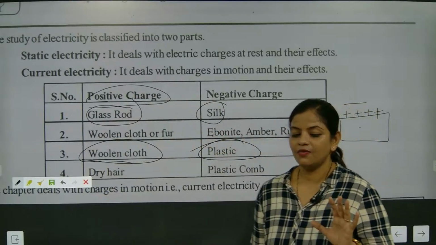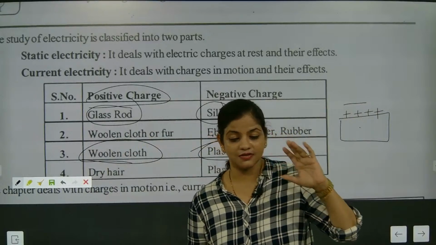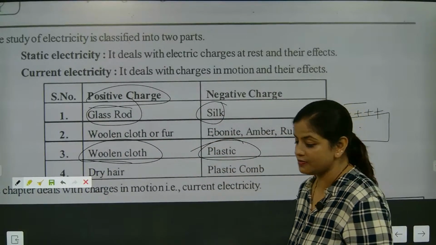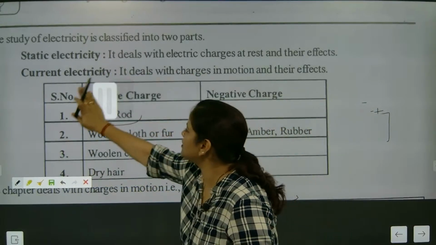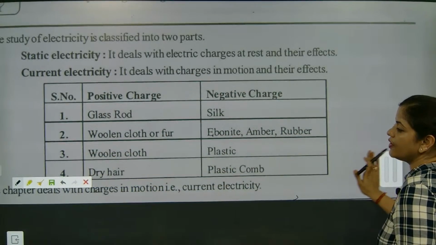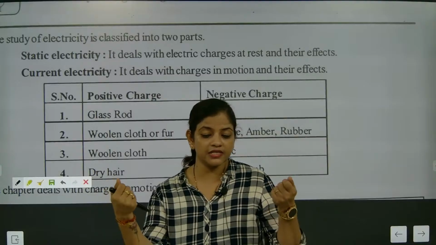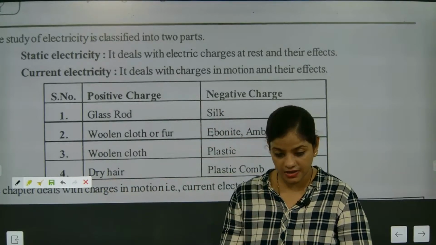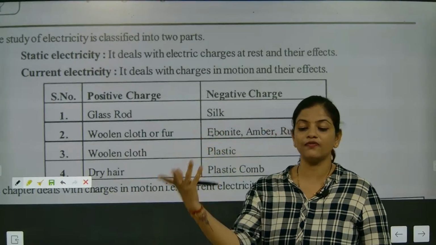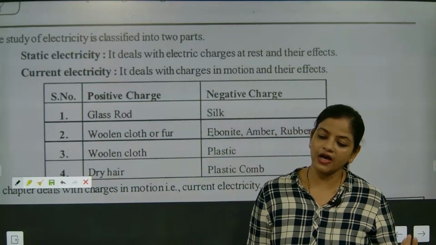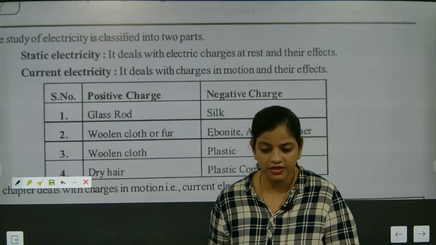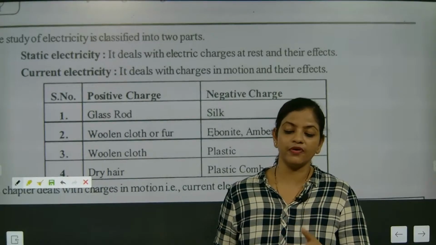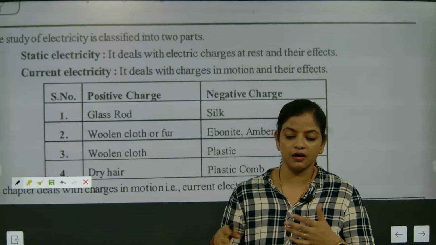Now look here, plastic, woolen cloth and glass rod. So what we are going to do here is, whenever two things are going to rub each other, at that particular moment one will be acquiring positive charge and another one will be acquiring negative charge. And we know one more important thing.